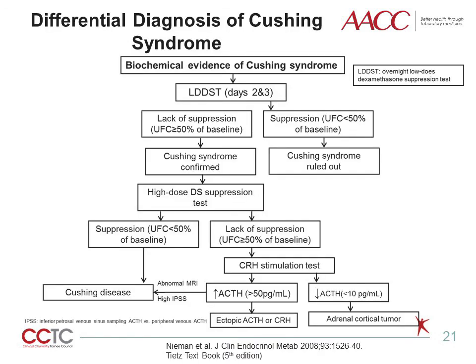With positive findings from screening tests, you then move to diagnostic testing with the overnight low-dose dexamethasone suppression test and high-dose dexamethasone suppression test, which were also discussed earlier, to determine the suppression of cortisol secretion. If there's a lack of suppression, then you need a CRH stimulation test. An increase of ACTH suggests Cushing disease or ectopic ACTH. And if there's no response of ACTH, then it is adrenal tumors.